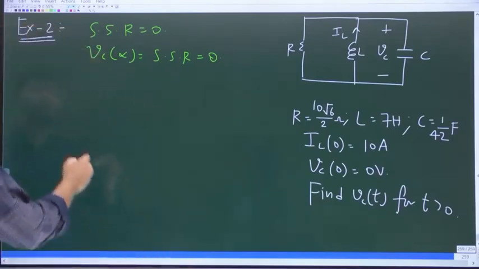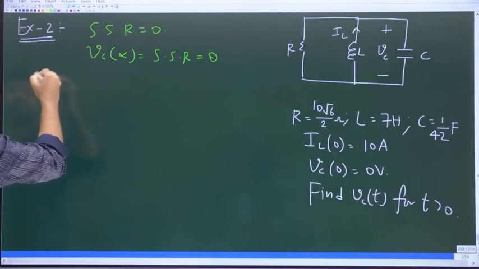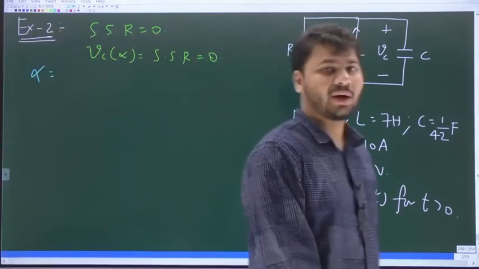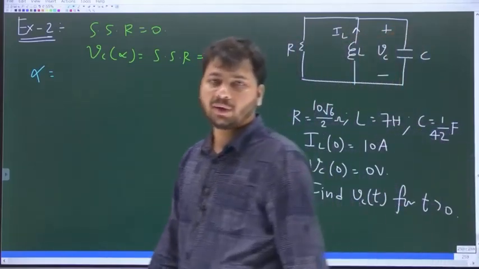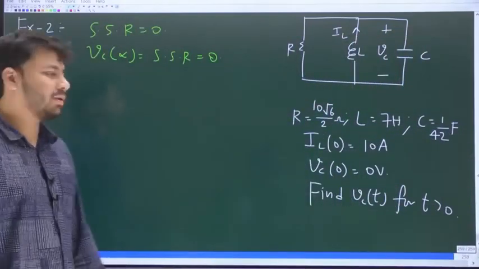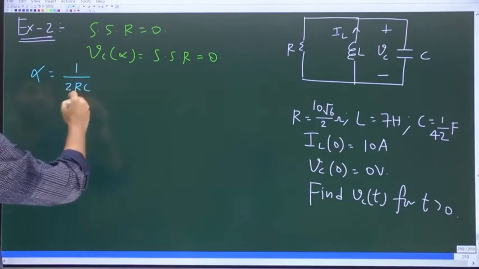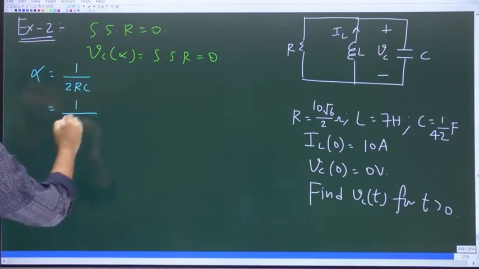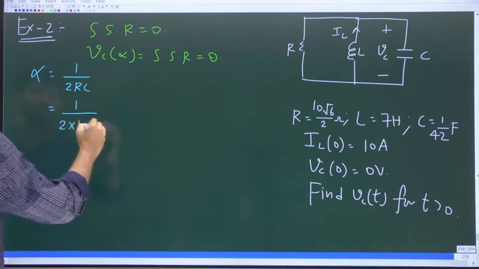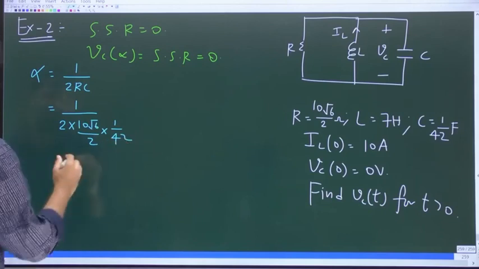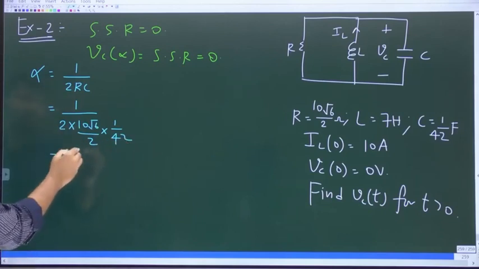Now to find the natural response, obviously you should first compute the values of alpha and omega naught. What is alpha given by in a parallel RLC circuit? Alpha is 1 by 2RC. So this time the value of R is 10 root 6 by 2. C is the same as before, 1 by 42. You know this 2 and this 2 will get cancelled.